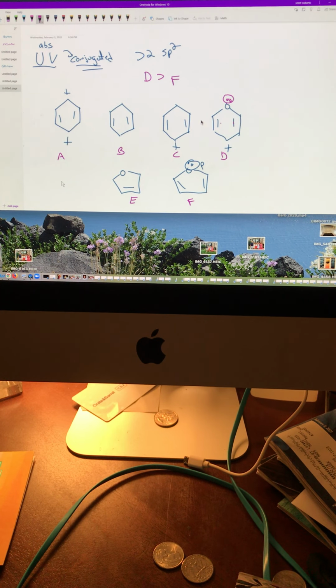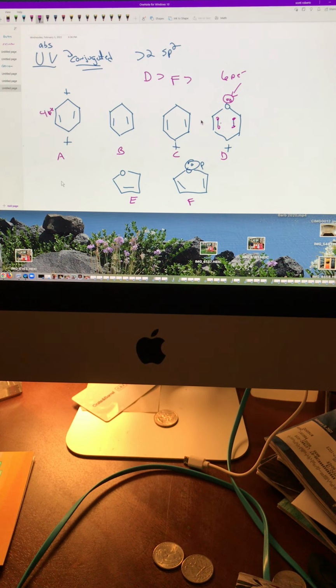Why aren't A and D equal? There's 2, 4, 6 electrons. There's 6 p electrons here. Here, there's only 4 p electrons. So you're delocalizing more p electrons. The universe likes you when you delocalize more p electrons. That means you're more conjugated. Got it? So now, that's why F is better than who?